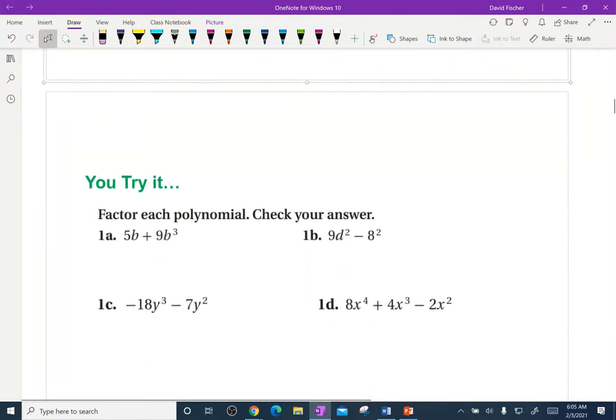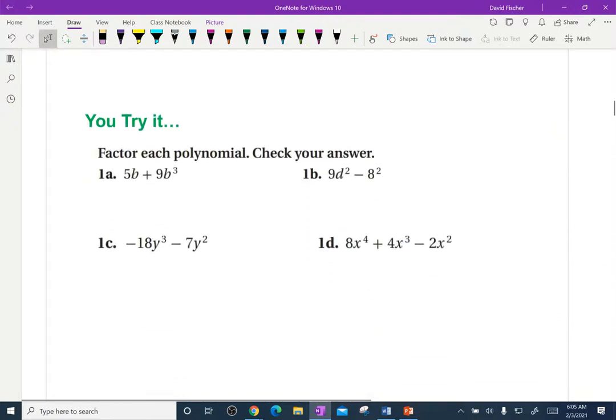Okay. All right. So here's the 4 for you to give it a try. Again, make sure they're in standard form first. So this one should be 9b to the 3rd plus 5b, and then factor it. Okay. So our highest degree always goes first. All right. So pause your video and do those 4 real quick, and come on back.